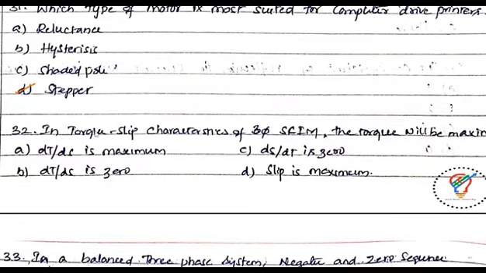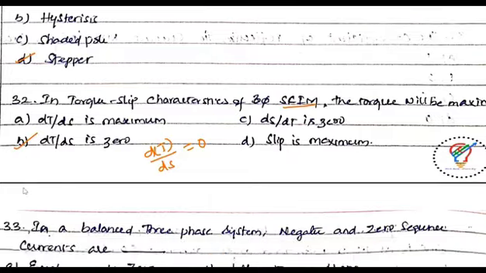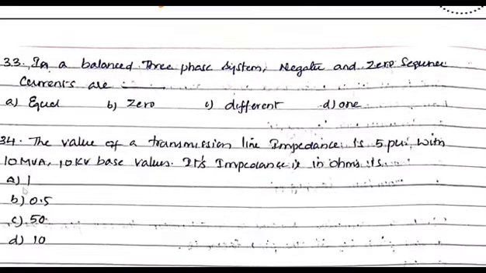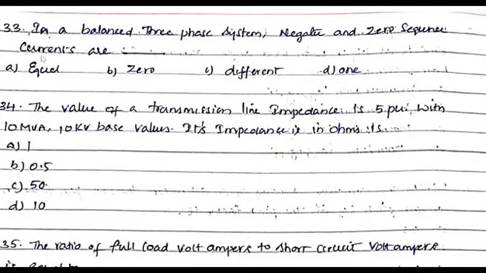Next one, 32nd question. In the torque slip characteristics of a three-phase squirrel cage induction motor, the torque will be maximum when, okay, I'll repeat the question. In the torque slip characteristics of a three-phase squirrel cage induction motor, the torque will be maximum when, so it is the torque equation dT, that is, differentiate with respect to variable s, is equal to 0 here. So answer is dT by ds is 0.